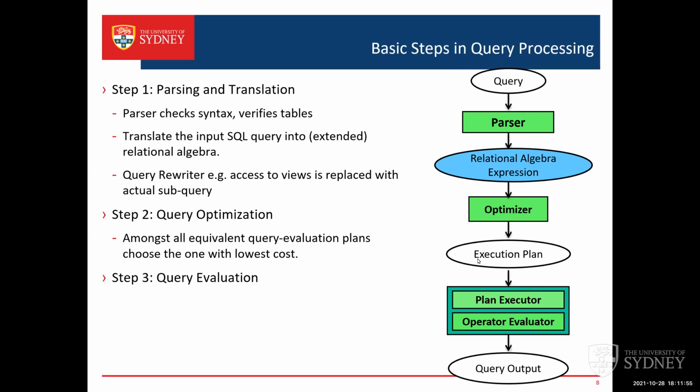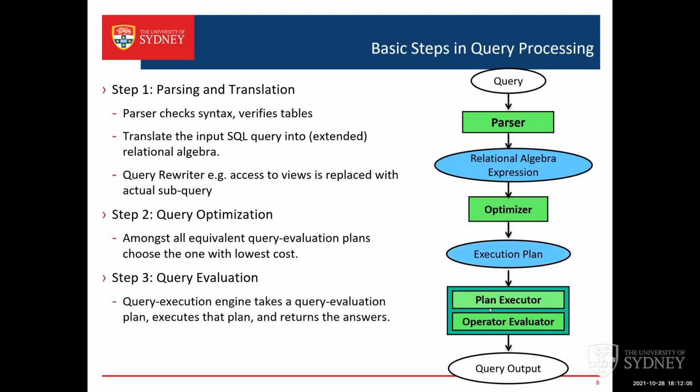After that execution plan is finalized, the plan executor, as the name says, will execute the plan that we have. The operator evaluator evaluates any operator there, so all the evaluations will happen in here based on the plan. It will execute the plan and return the final output that we are expecting. That's what every part does.